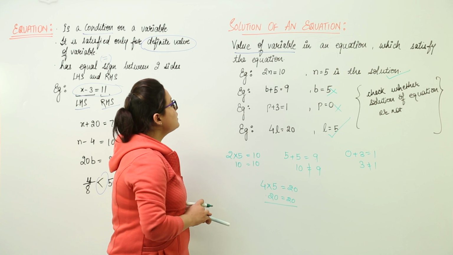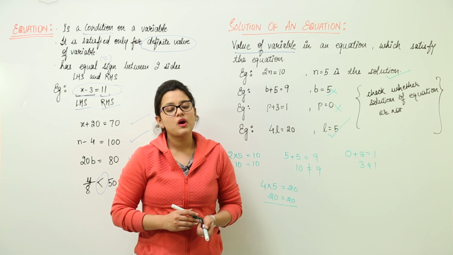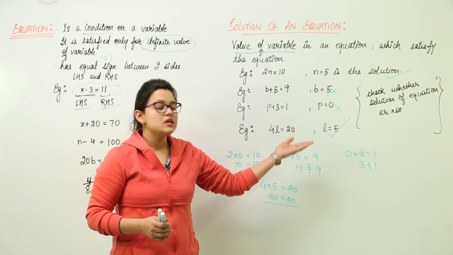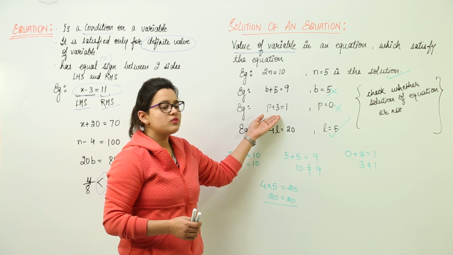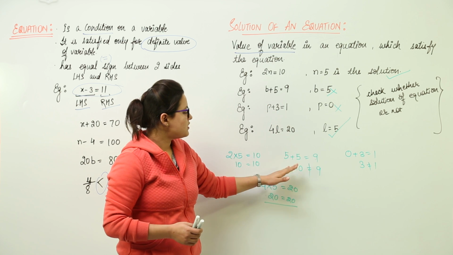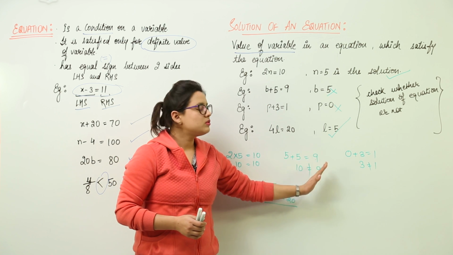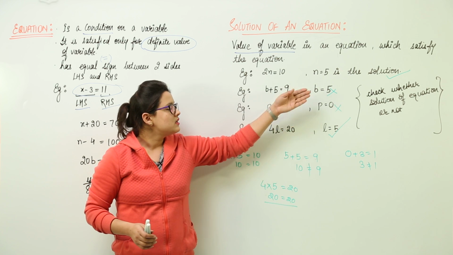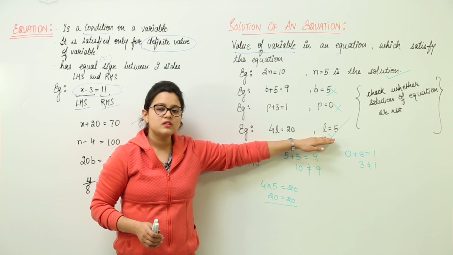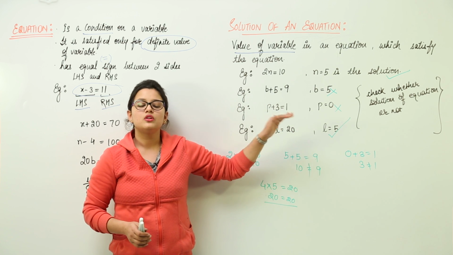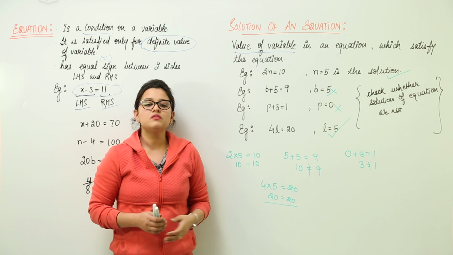So for calculating the solution for any equation, you have to use the hit and trial method. If you have to check whether the given solution is the solution for the equation, you have to put the value of that variable into the equation and check whether the left hand side is equal to the right hand side or not. If it is equal, then we say that the equation has this respective solution, but if it is not coming out equal, we say that it is not the solution for that respective equation.